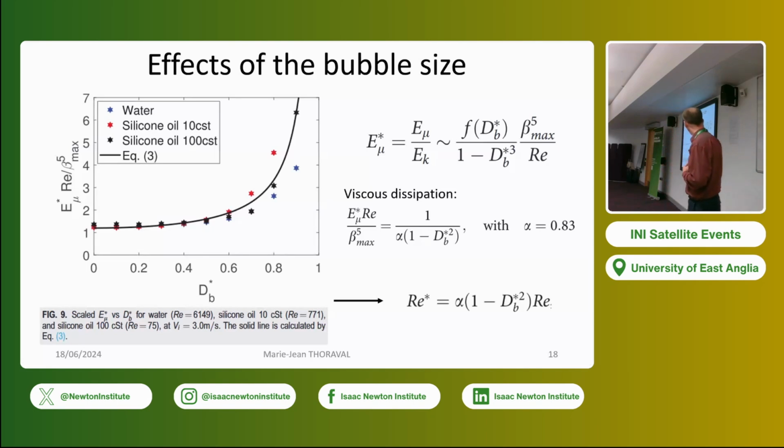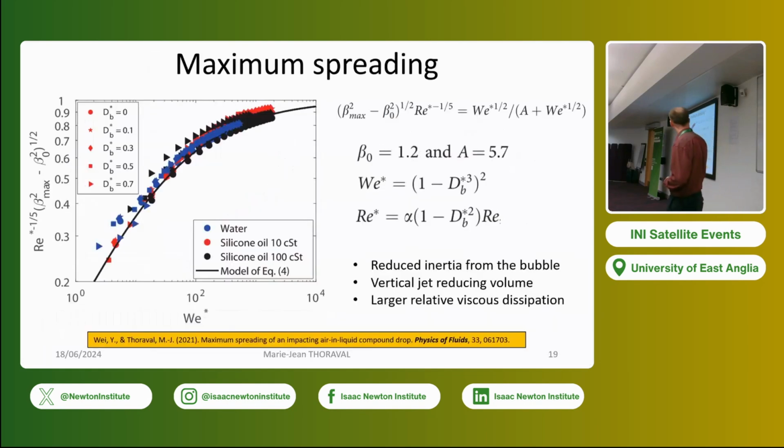And if we include this effect in a modified Reynolds number, we are able to make a scaling for all the conditions with a modified Weber number, so the 1 minus dB cubed to the square, and the modified Reynolds number. And we see that by including these two effects, we are finally able to get a good collapse of all the data. So we are able to understand the influence of the bubble on the maximum spreading by this modified model.